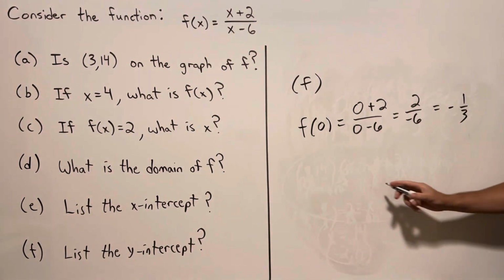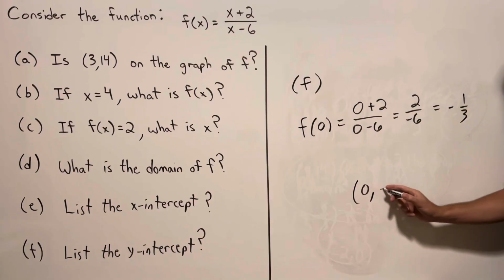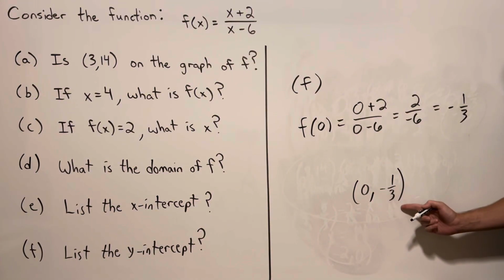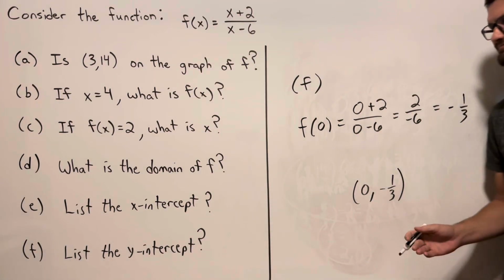If you want to write this as an ordered pair, the x is going to be 0, and the y value will be negative 1/3. There you go.